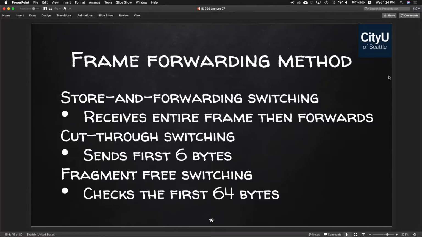Cut-through switching is basically it sends the first 6 bytes. If it's good, you keep sending. So you send it in frames. Again, when we say packets, in frames. So those are data units. Fragment-free switching checks the first 64 bytes before forwarding.